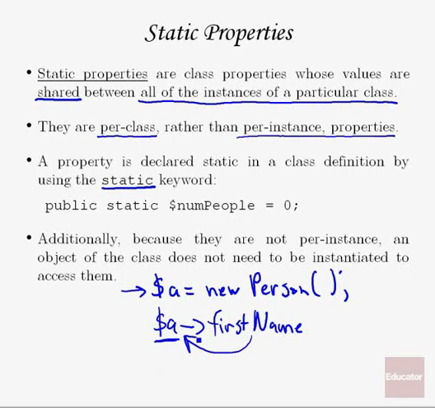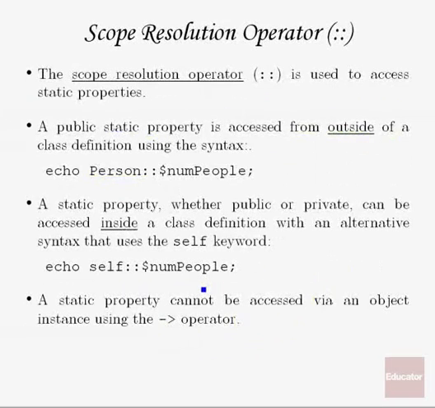variable right here. Well, because static properties aren't specific to a particular instance, you don't actually reference them using an object variable. And we're going to see about that in the next slide, about how you actually access them. So what PHP provides is the scope resolution operator, which is basically two colons, one right after the other, and that's how you access static properties.